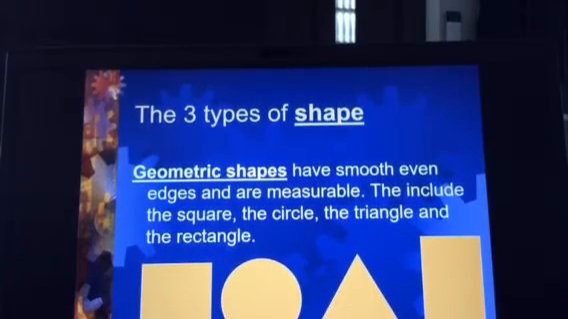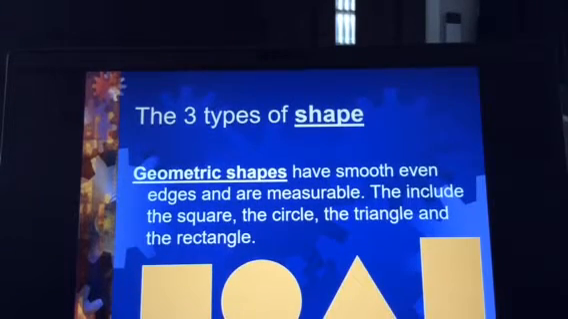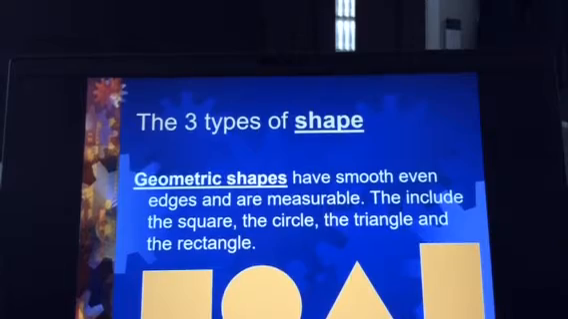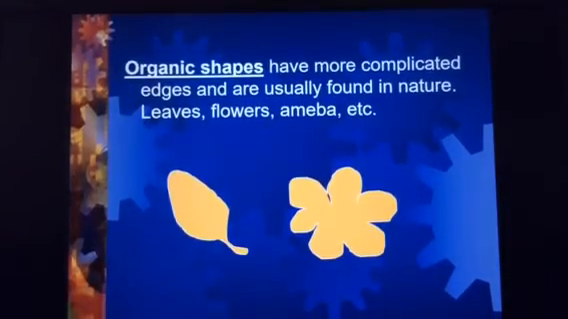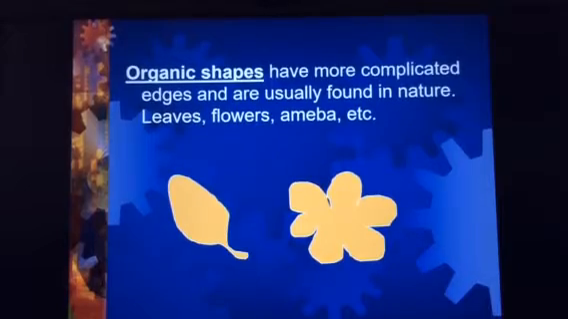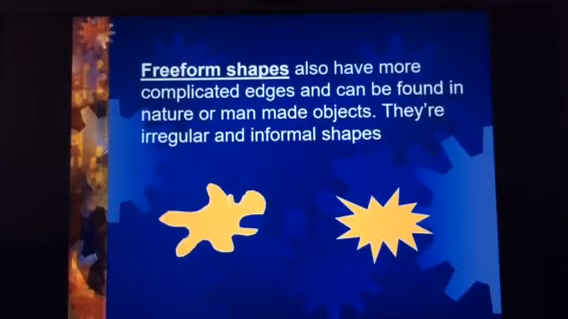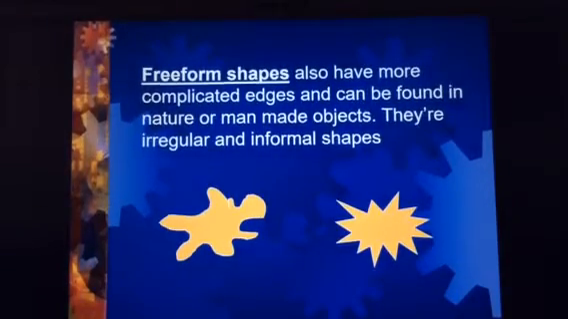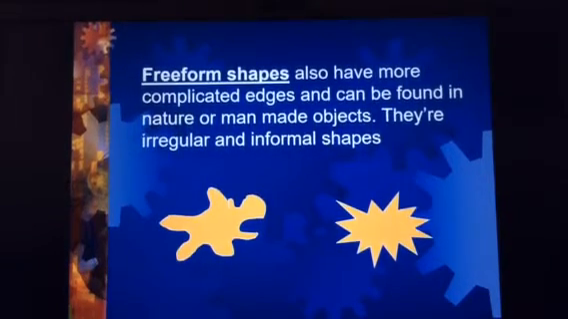Geometric shapes have smooth, even edges that are measurable. They include the square, the circle, the triangle, and the rectangle. Organic shapes have more complicated edges and are usually found in nature, leaves, flowers, etc. Freeform shapes also have more complicated edges and can be found in nature or man-made objects. They are irregular and informal shapes.